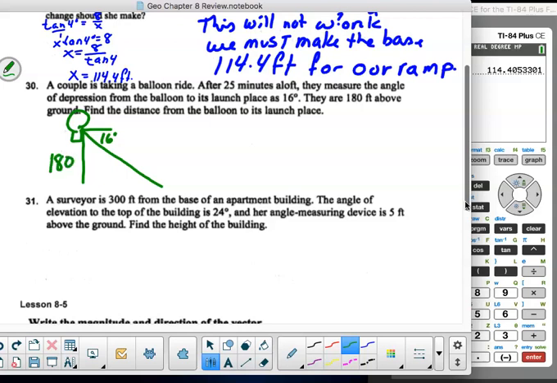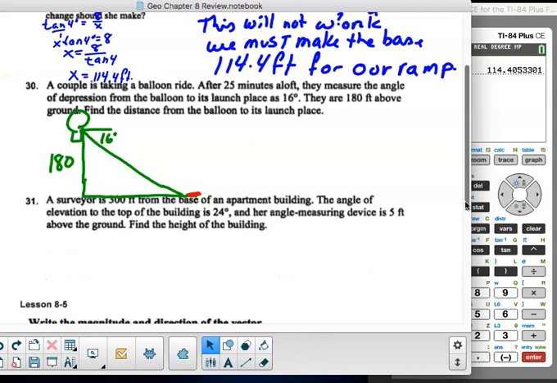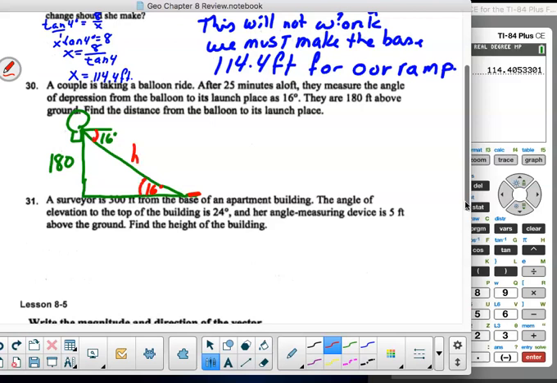Find the distance from the balloon to its launching place. Now remember, distance to the launching place. This is our takeoff spot. I should probably do that in red. Takeoff spot. Keep in mind, this is also 16 degrees because angle of depression and angle of elevation are the same. So I'm really wondering, how far is this?